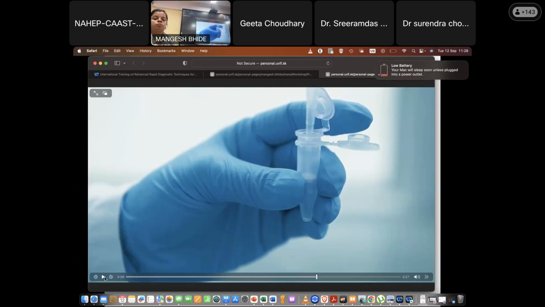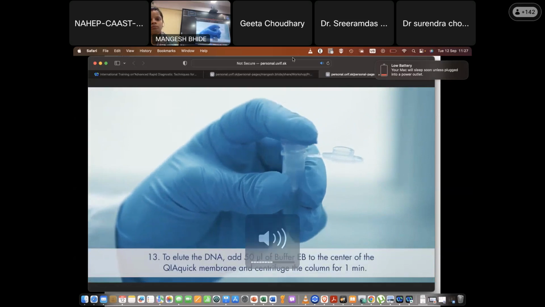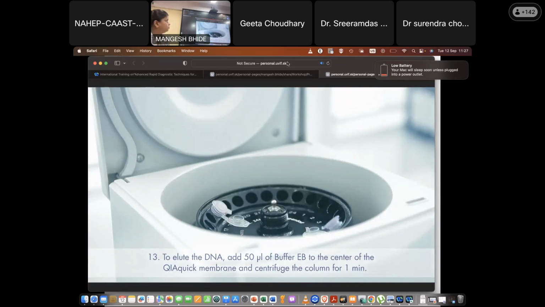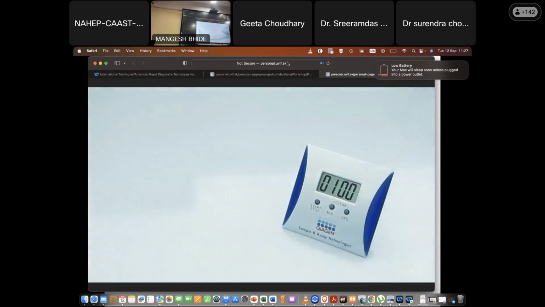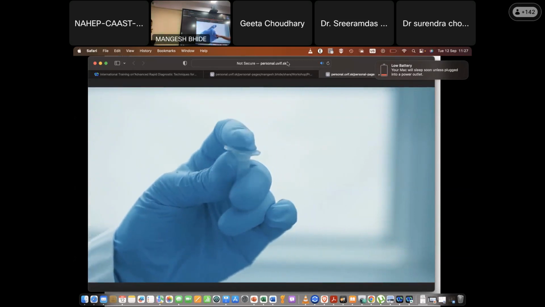Okay, so in presence of salt and ethanol, DNA is going to bind silica, and if you remove that ethanol, in water it is going to release. So it's a very simple principle. Okay, so this is here. You have pure DNA.